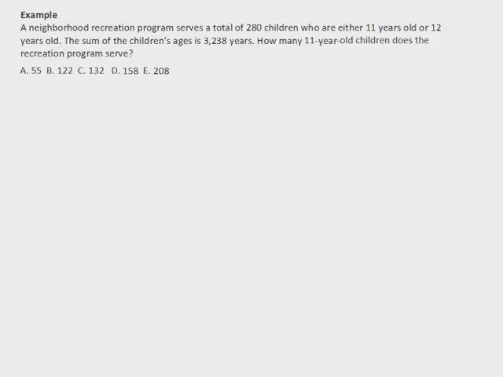A neighborhood recreation program serves a total of 280 children who are either 11 years old or 12 years old. So we have some number of 11-year-olds and some number of 12-year-olds. Let's denote the 11-year-olds by X and the 12-year-olds by Y. What's the first thing we know? That there are a total of 280 children. That means X plus Y is 280.